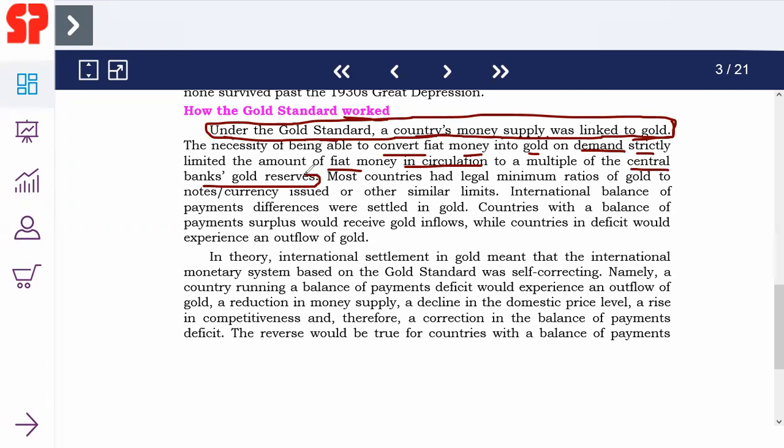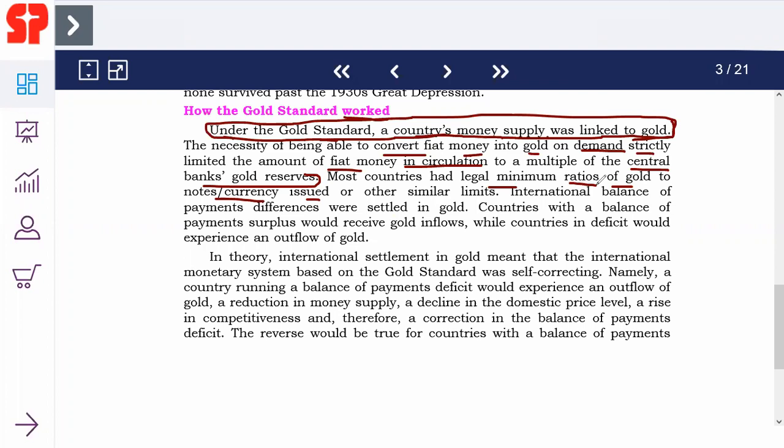So earlier, a central bank should have gold reserves. Based on that, the currency in circulation of the country will be determined. Most countries had a legal minimum ratio of gold to notes or currency issued. So based on the gold reserves, the currency to be issued will be determined, and that ratio will be fixed from country to country.